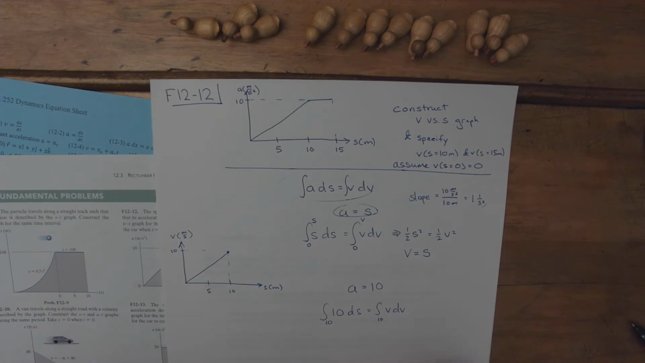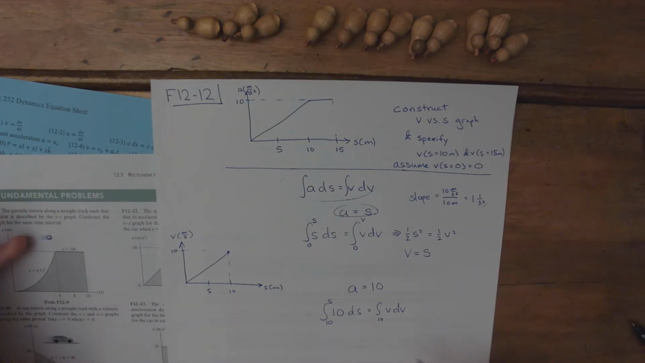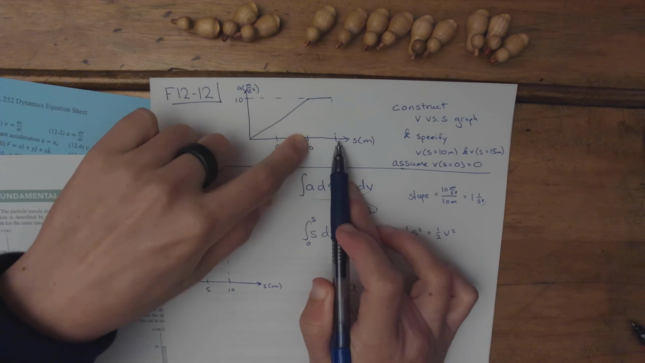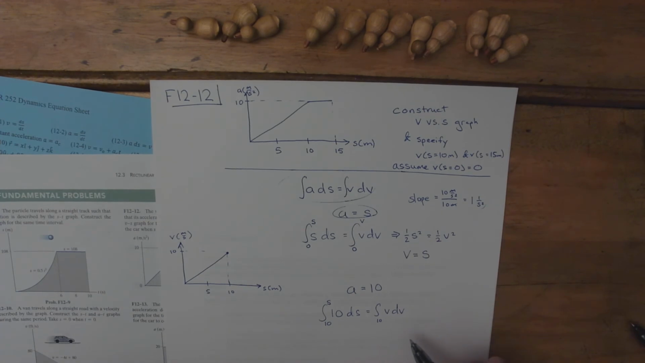My upper limit of integration is just going to be s because I want the velocity as a function of position. If I put the upper limit of integration in as 15 for the position, that would tell me what the velocity is. That would tell me what the area underneath the curve is between here and here, but it wouldn't give me the velocity as a function of position.